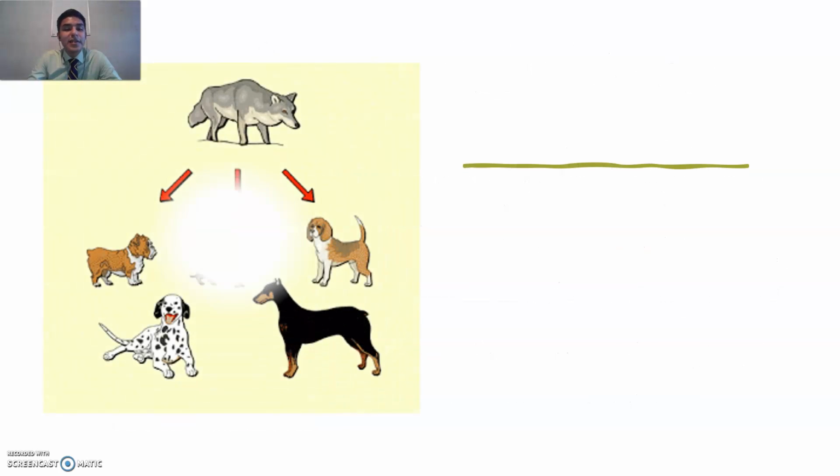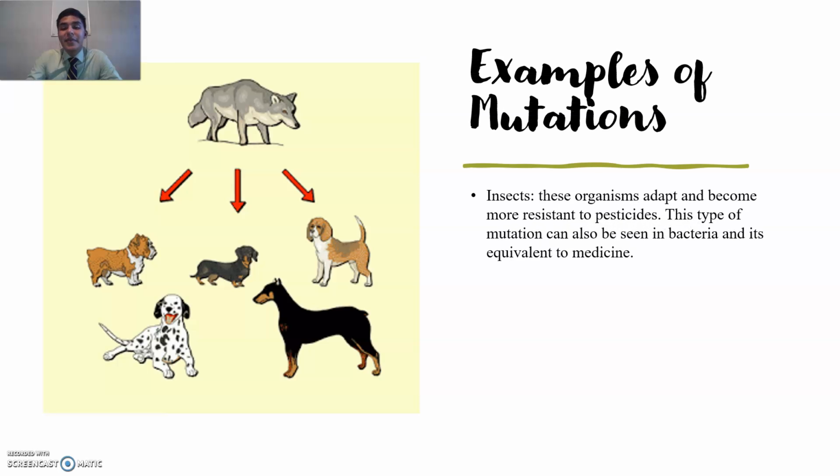Right, so let's continue. Here we have another example of mutations, but these are artificial mutations which happen due to artificial selection. So we have some mutations in insects. These organisms adapt and become more resistant to pesticides. This type of mutation can also be seen in bacteria, and it's equivalent to medicine.